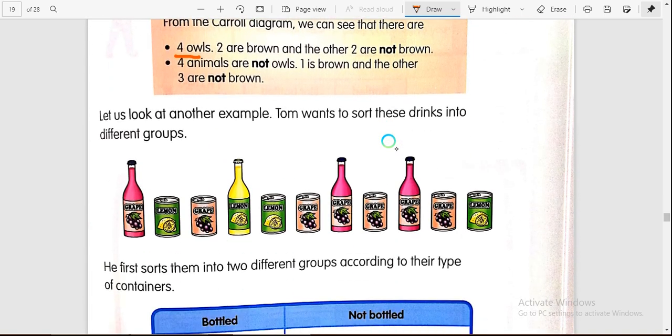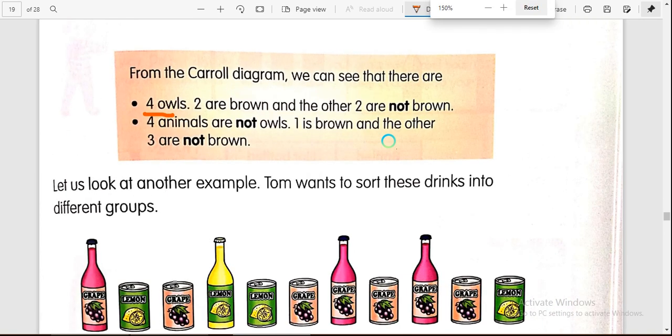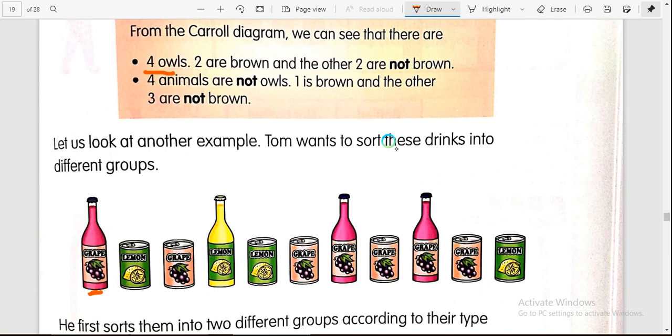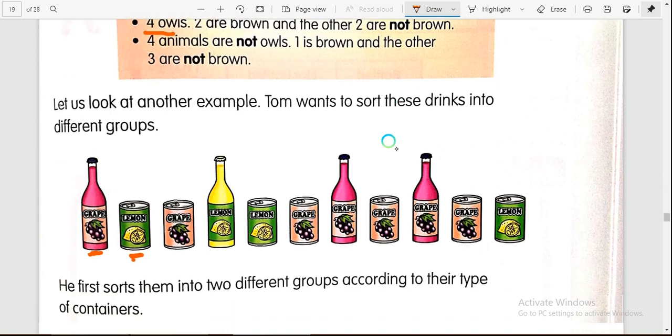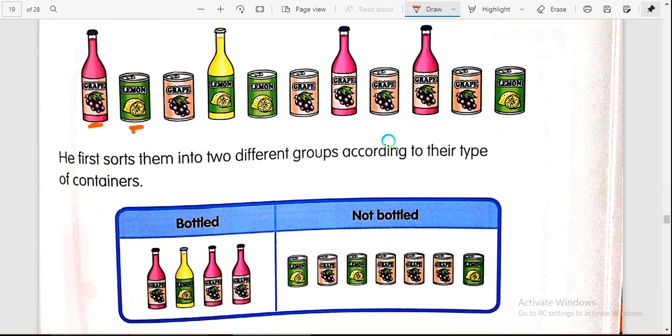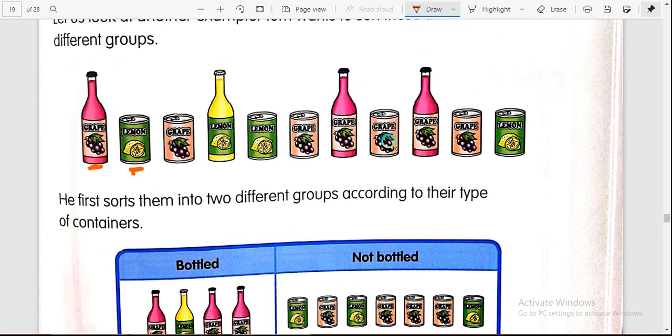We have another example here. Tom wants to sort these drinks into different groups. So here we have some drinks. Do you notice something? We have drinks in bottles and we have drinks in cans. So we can say bottled and not bottled.